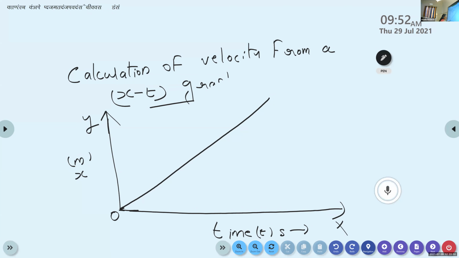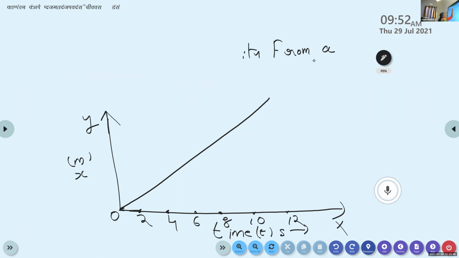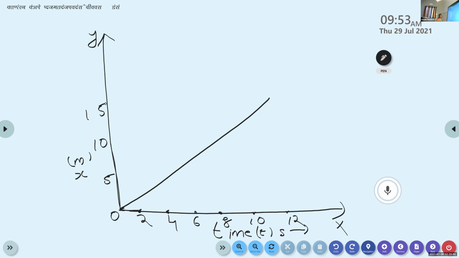The time is taken as 2, 4, 6. You can take these values 2, 4, 6, 8, 10, 12. And the position can be 5, 10, 15.